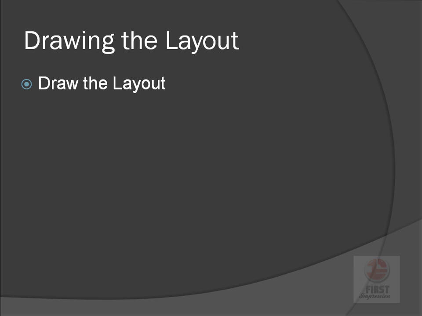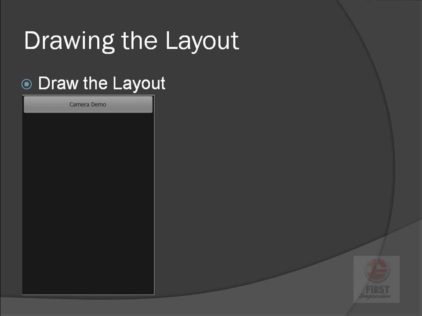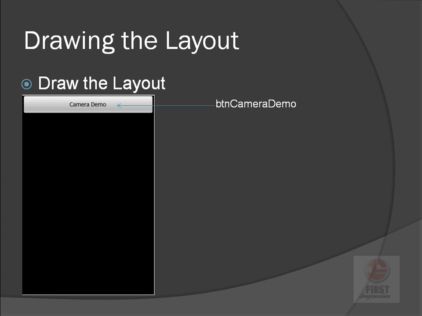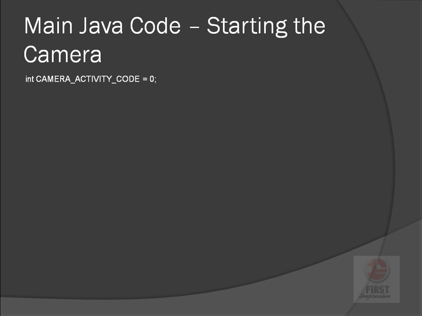That's fine. Let's draw the layout of this. We have two controls over here. First is the button, that is btnCameraDemo, and second is the image view, that is imgCamera. Inside the main Java code, we'll have an integer value, that is the camera activity code. Why this code is used, we will see, but for now just define an integer. That integer should be CAMERA_ACTIVITY_CODE equals 0. And we'll have the image view, imgCamera.